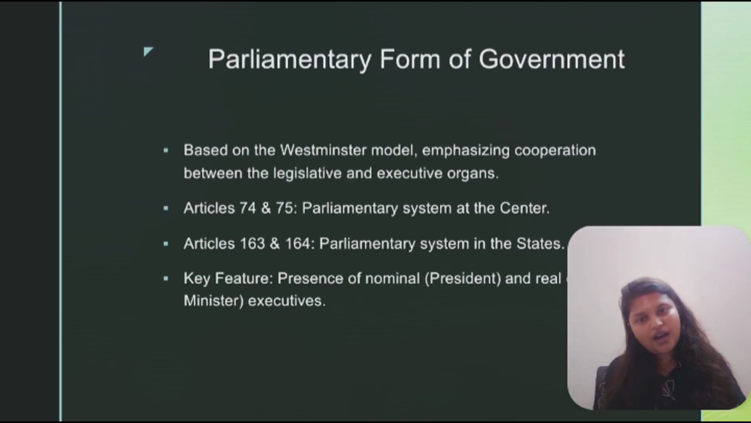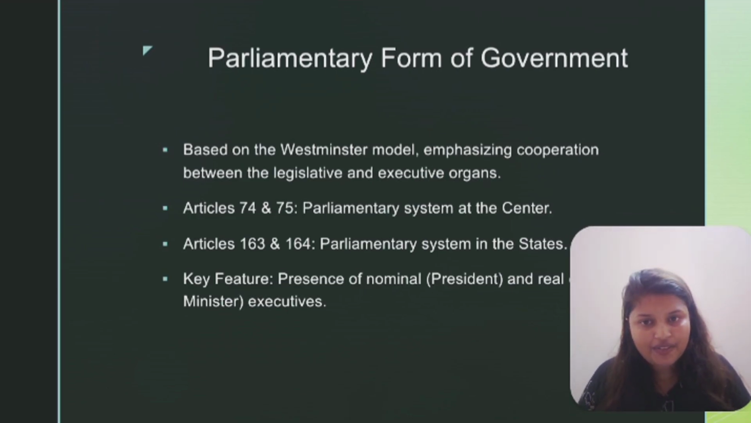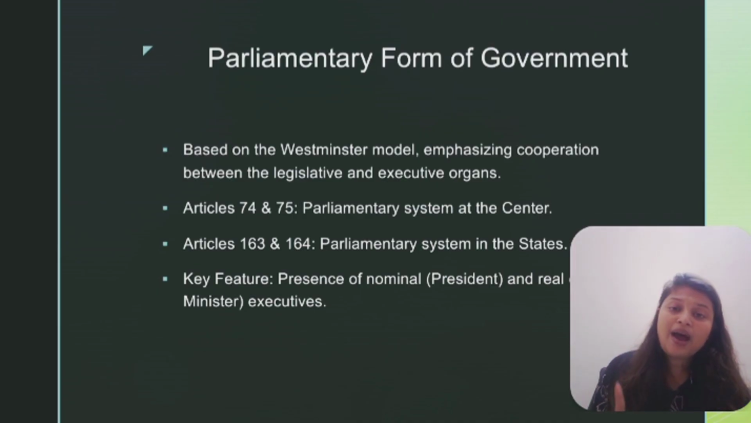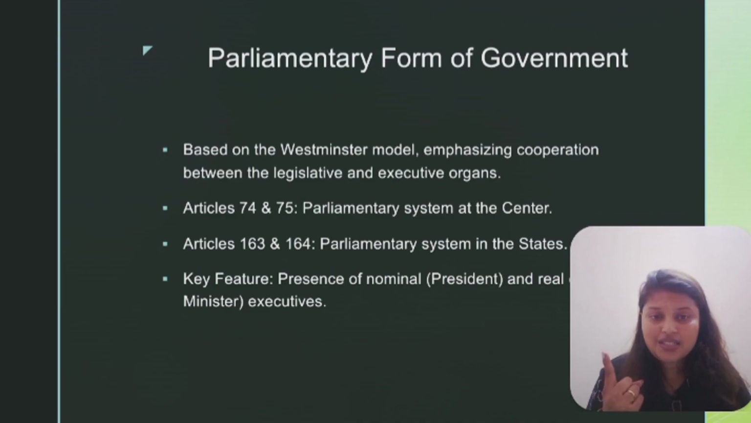And going on with the other, it is the parliamentary form of government. We all know that we have a parliamentary form of government from Articles 74 and 75 and Articles 163 and 164, where we have a parliamentary system at the center and a parliamentary system at the states, right? In the center we have Rajya Sabha and Lok Sabha. In states we have what? Legislative assemblies for each and every state. Thus we adopt a parliamentary form of government, right?